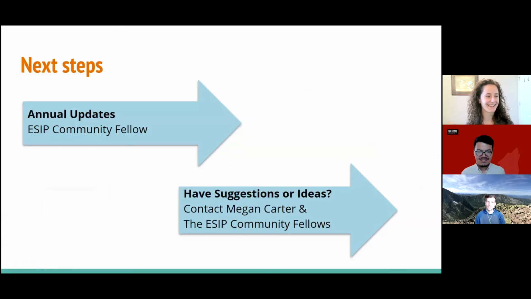And then next steps: this is a dynamic document that will be going on to annual updates with the ESIP community fellows. And also, if you have any suggestions or ideas, please contact Megan Carter and the current ESIP community fellows with updates, suggestions, or ideas.